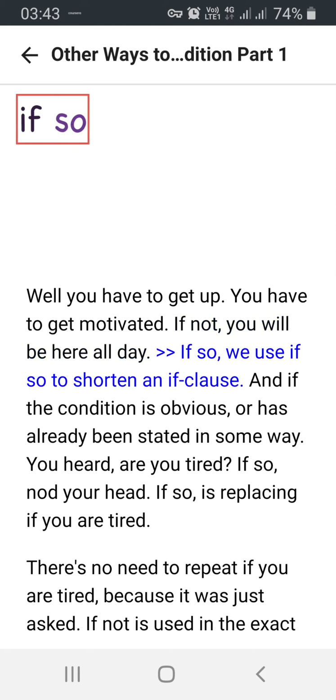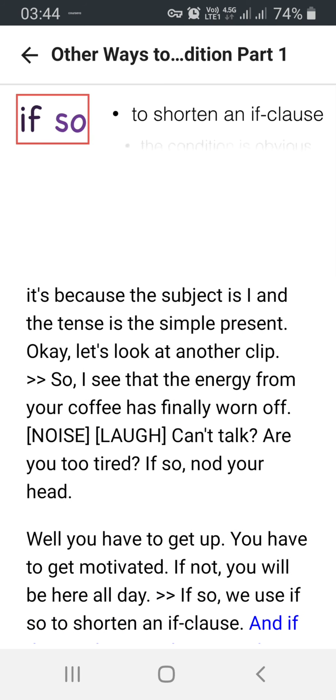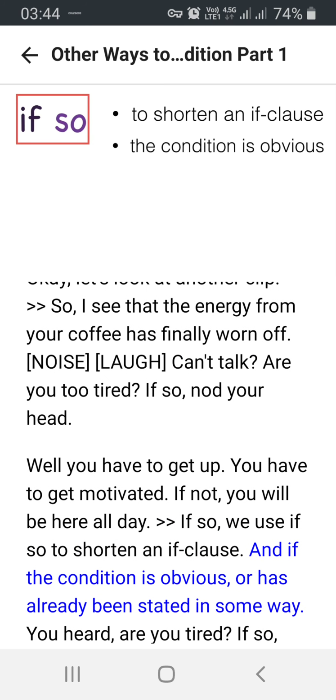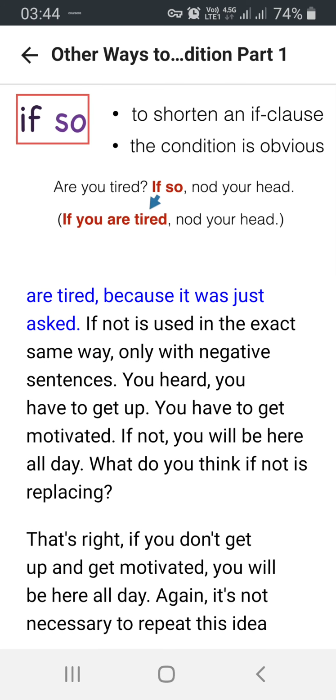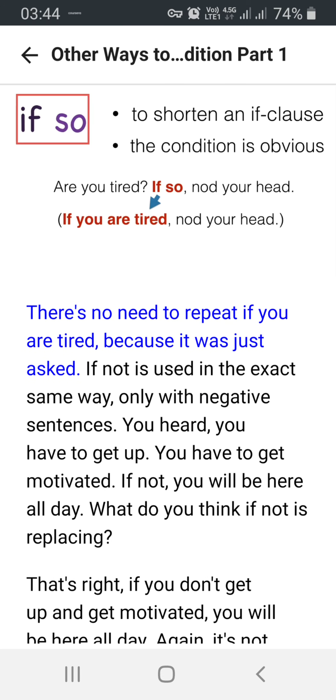If so. We use if so to shorten an if clause, and if the condition is obvious or has already been stated in some way. You heard, "Are you tired?" If so, nod your head. If so is replacing if you are tired. There's no need to repeat if you are tired because it was just asked.